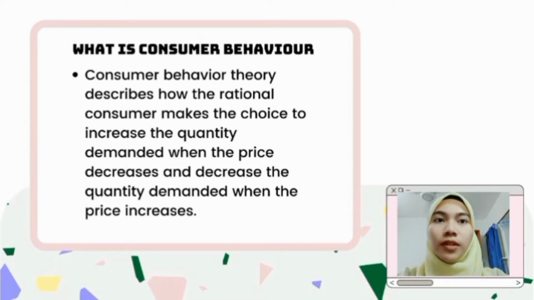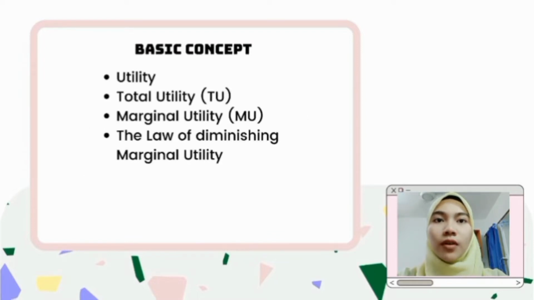It is important to understand that humans have different buying decisions, which we can categorize into 4 types: routine response, limited decision making, extensive decision making, and impulse buying. In this topic, we cover the basic concept of consumer behavior, which consists of 4 concepts: utility, total utility, marginal utility, and the law of diminishing marginal utility.